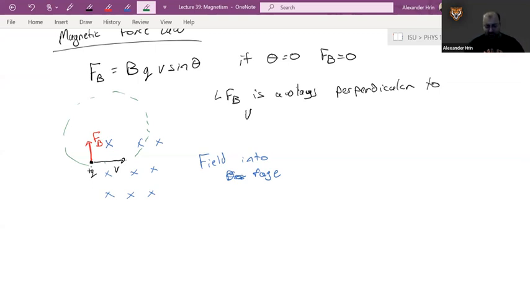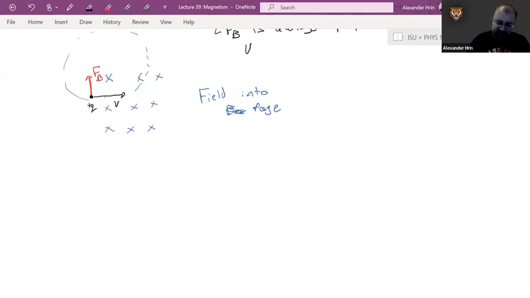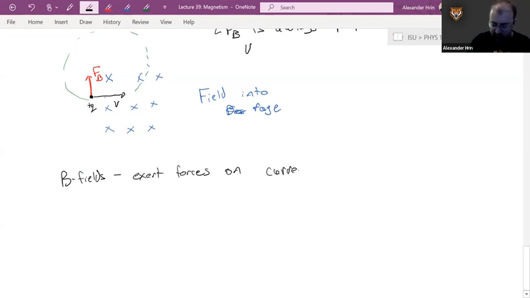But again, like I said, we're not really going to have time to do that. I just kind of wanted you to see this connection here: that magnetic fields can exert forces on moving charges. Now, they also exert forces on moving current carrying wires. So B fields exert forces on current carrying wires.